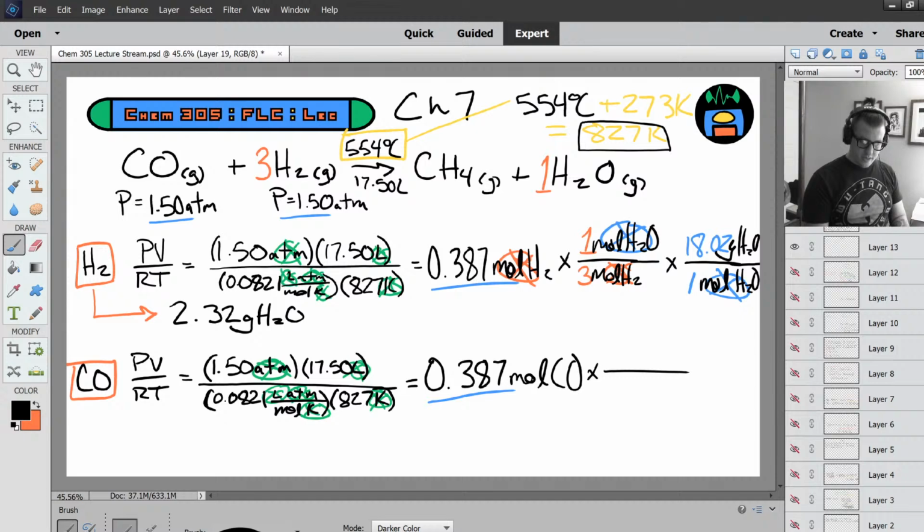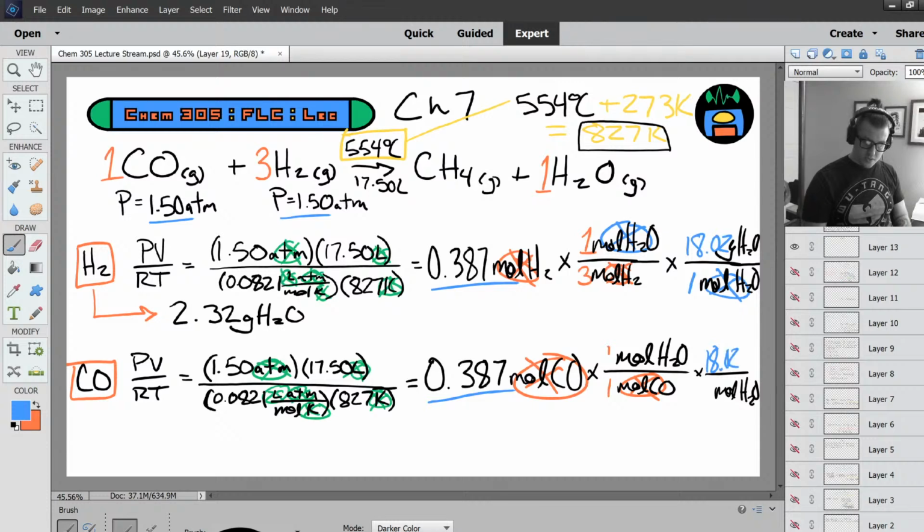Next, we convert from moles of carbon monoxide to moles of water. And in our balanced chemical equation, it is a 1-to-1 ratio. Moles of carbon monoxide cancel. Finally, we convert from moles of water to grams using the molecular weight we just calculated. So moles of water cancel, and we are ready to crunch our numbers.